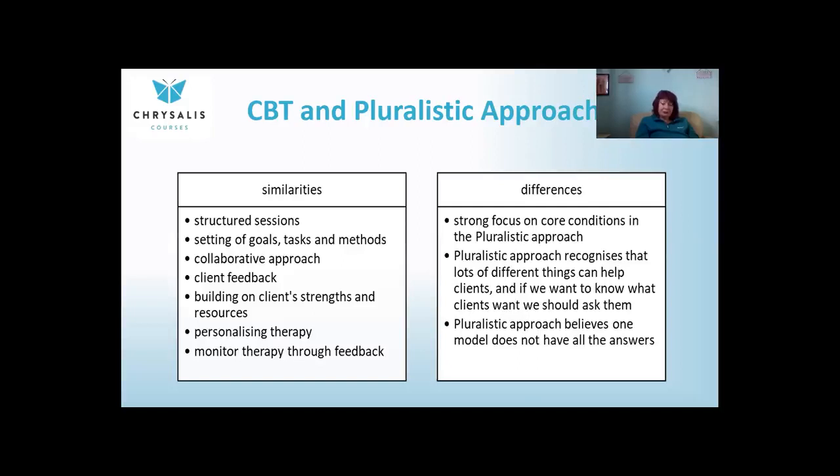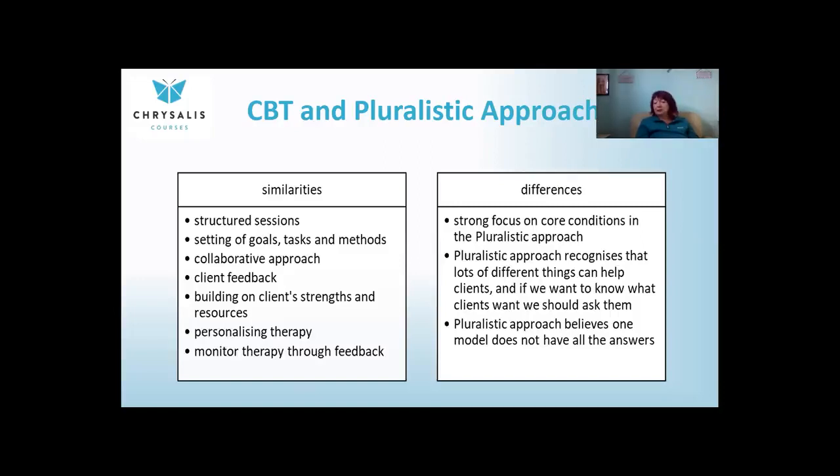The differences: so with the pluralistic approach, there is a strong focus on the core conditions, and that's not necessarily so with pure CBT approaches. Also, the pluralistic approach recognises that lots of different things can help clients. And if we want to know what clients want, we should ask them. So it believes that we need to involve our clients in the decision making of what we're going to be doing with them.